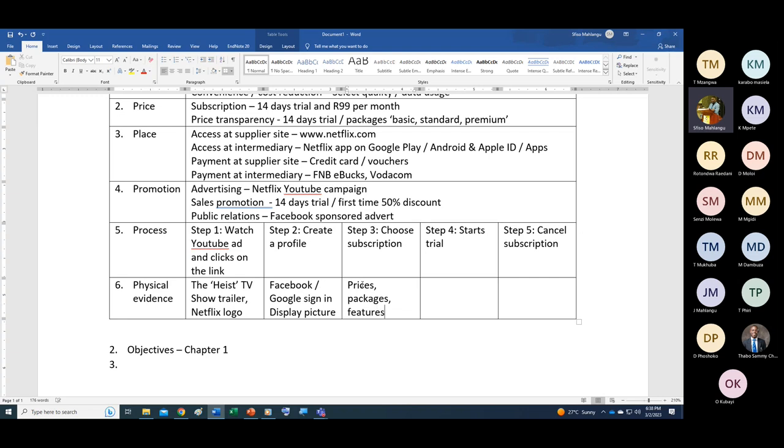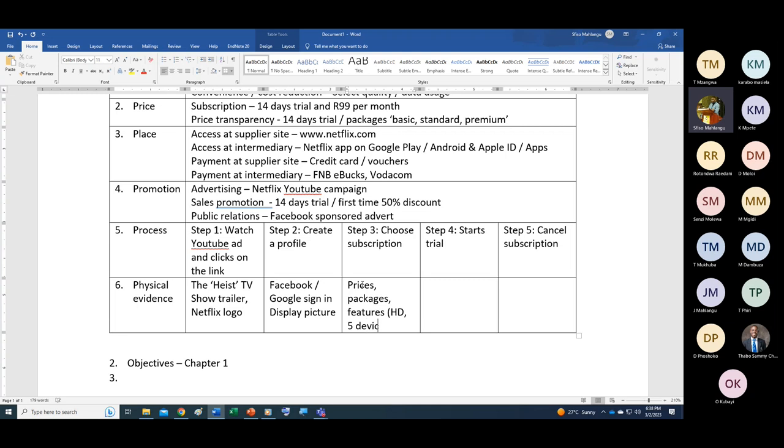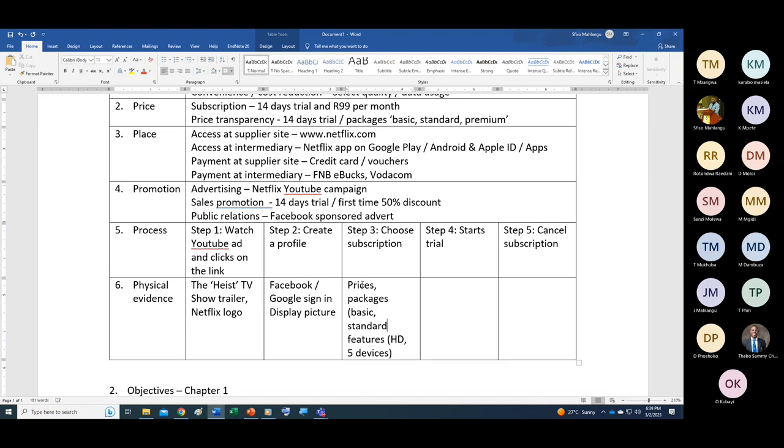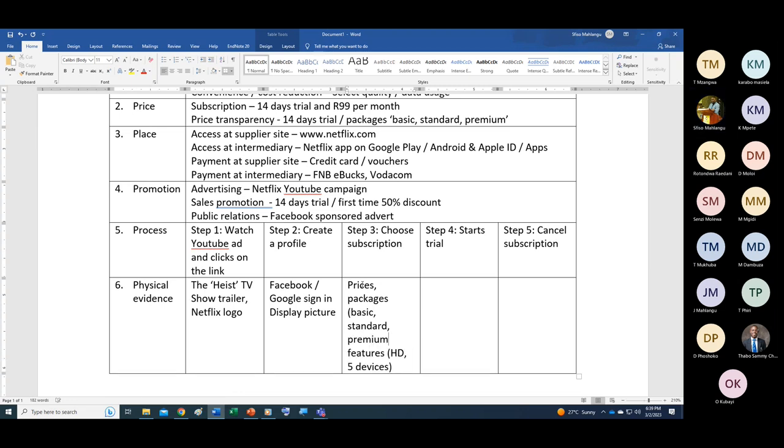features. For example, those features could be HD, 5 devices, maybe for certain packages that they see. And our packages, we did indicate we've got basic, standard, as well as premium.